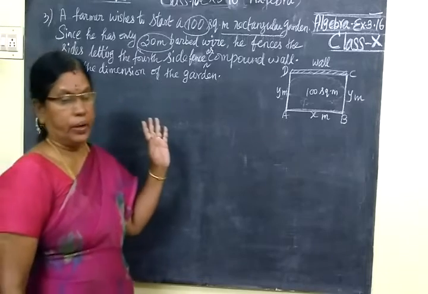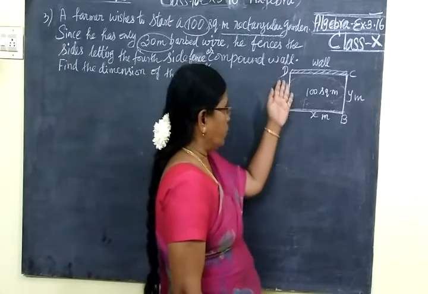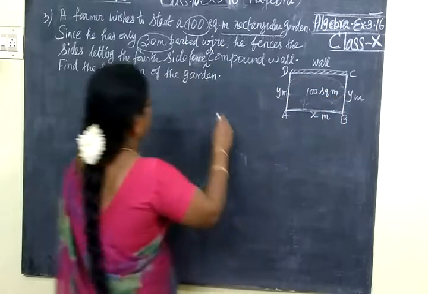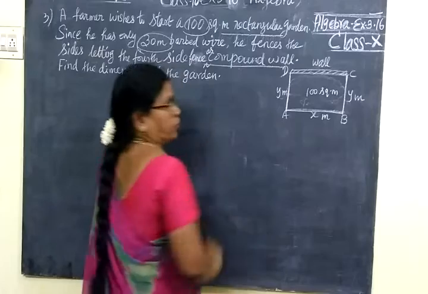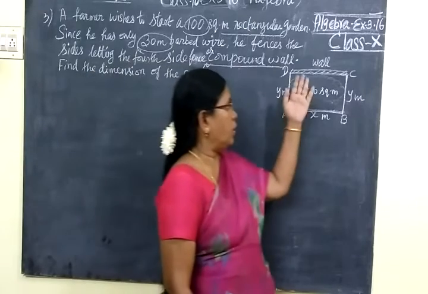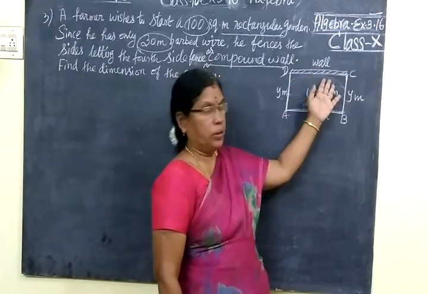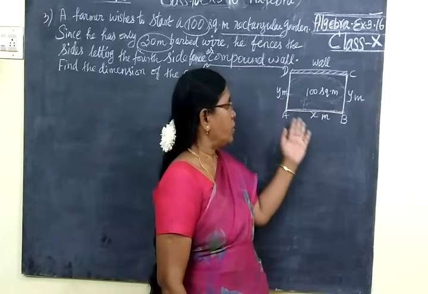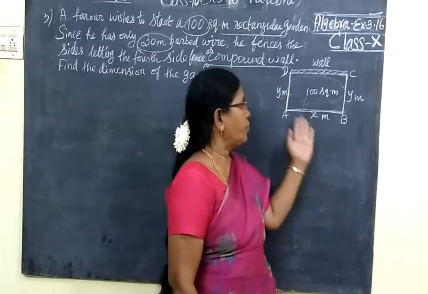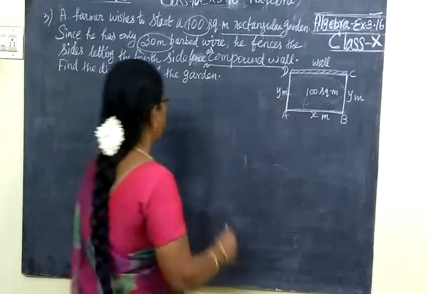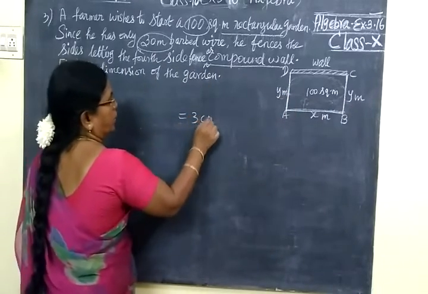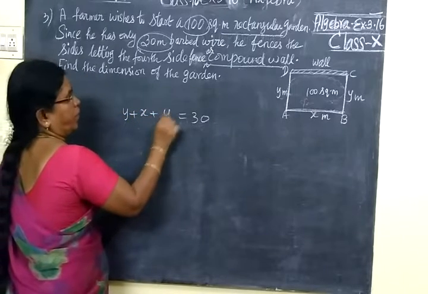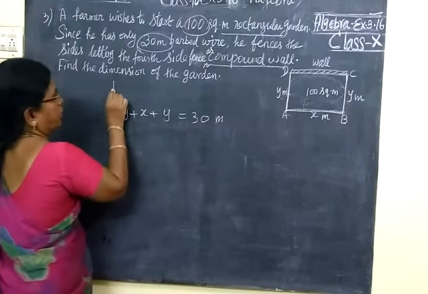He has 30 meter wire, and with that he wants to put the fencing and treat the fourth side as a compound wall. The compound wall of the house is treated as the fourth side. So for these three sides, the sum of the three sides is equal to 30 meters. That is y plus x plus y equal to 30 meters.